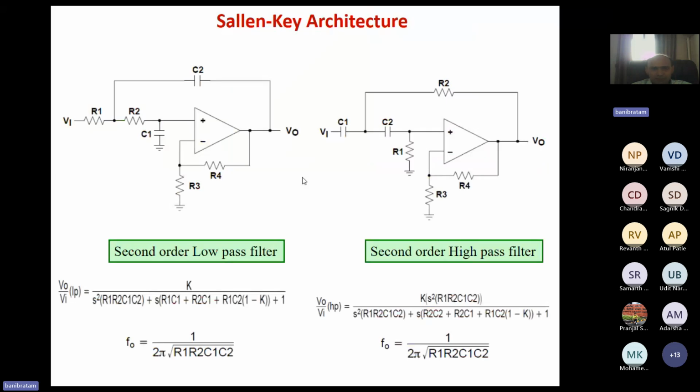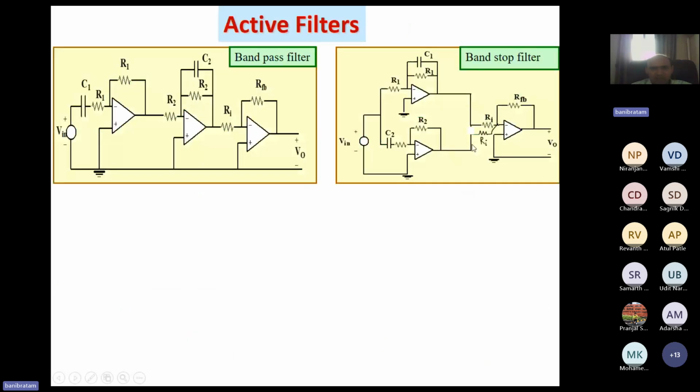Then we have also discussed this Sallen-Key architecture configuration, which is a second order filter. This left one is the low pass and this is the high pass configuration. After that, we discussed the band pass and band stop filter as well, which can be realized using one low pass and one high pass combination. And the third one is just the inverting amplifier block. And in this case, we have discussed the band stop filter. Both these we have discussed in detail in the last class before the mid-sem, right?